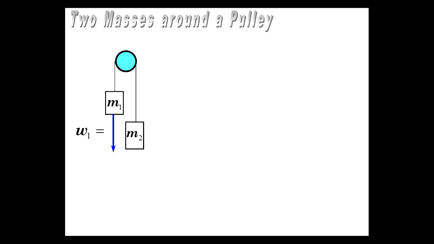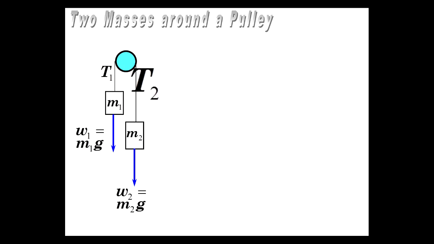We've got the weight of each. Weight 1 is M1G, and weight 2 is M2G. Now you could probably guess that if these were exactly the same masses, they would just sit there and not accelerate, and you'd be correct.